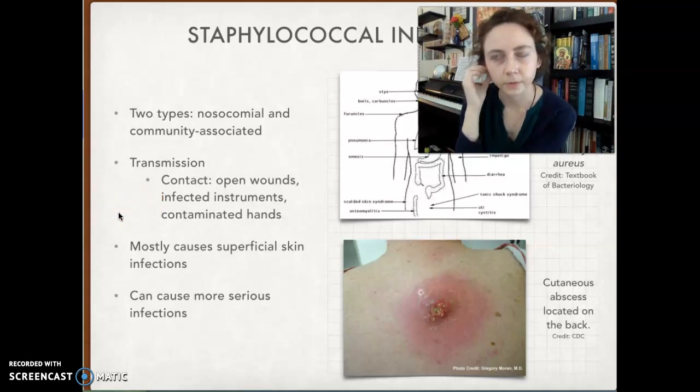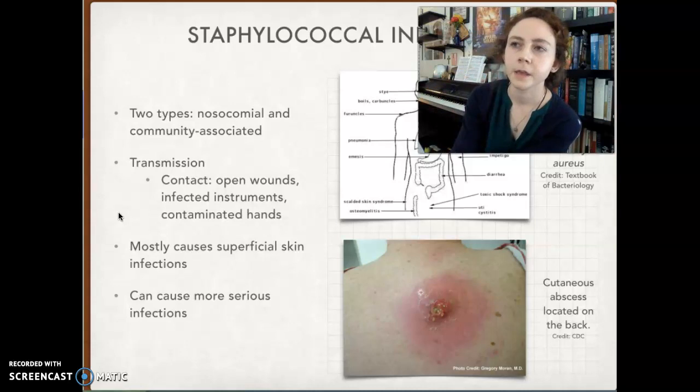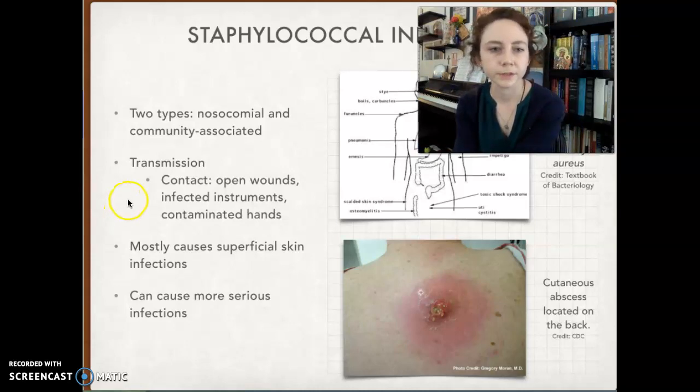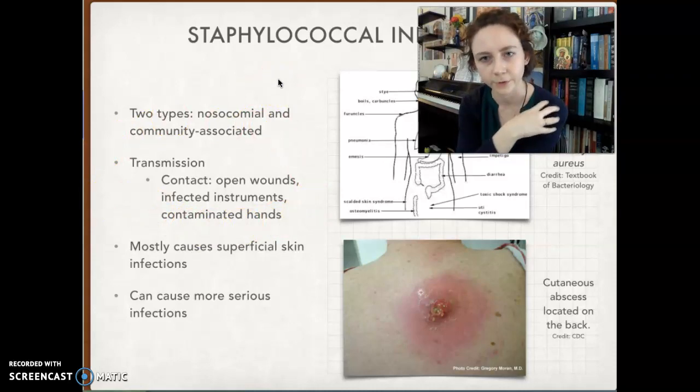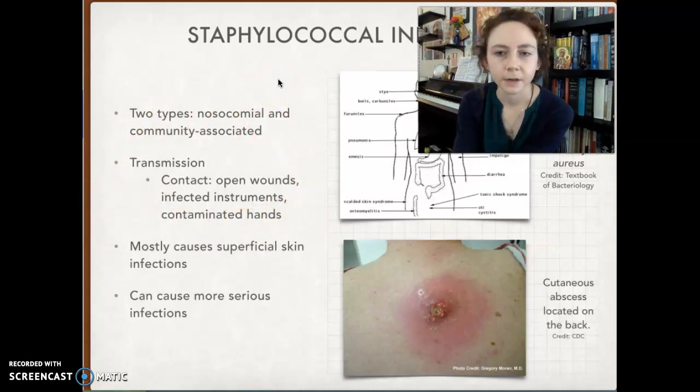And this is why people who have implants, such as heart valves or artificial joints, can be susceptible, because the staph bacteria will congregate on that foreign object in your body, and it can become infectious. It mostly causes superficial skin infections, like this cutaneous abscess, which just looks horrible. But it can also cause more serious infections if you have other underlying illnesses going on.